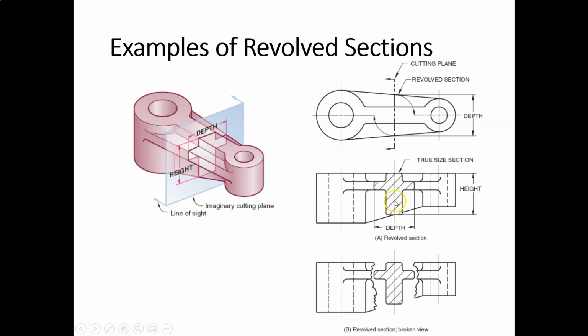Okay. Now, if this is a little bit too confusing, if there's too many lines going on here, you are allowed to break around that. So you see how we have our break line there to kind of isolate this. So either this view is acceptable or this view is acceptable for showing the revolve section.